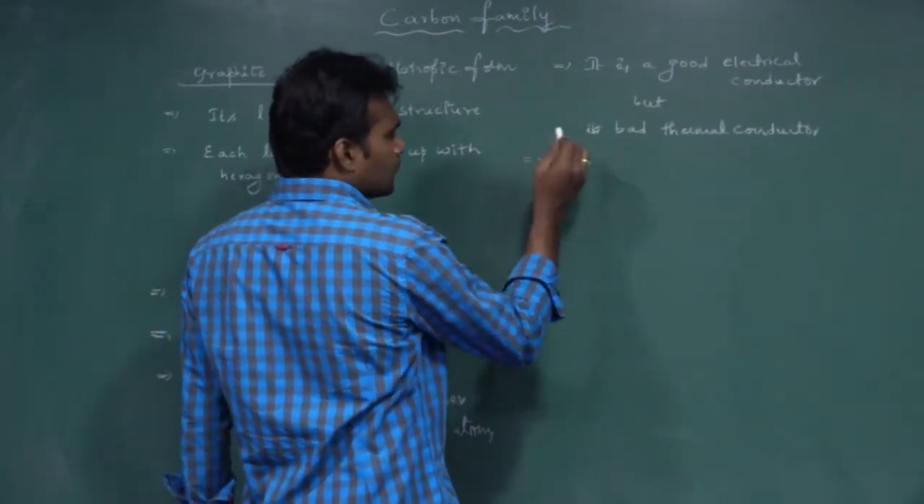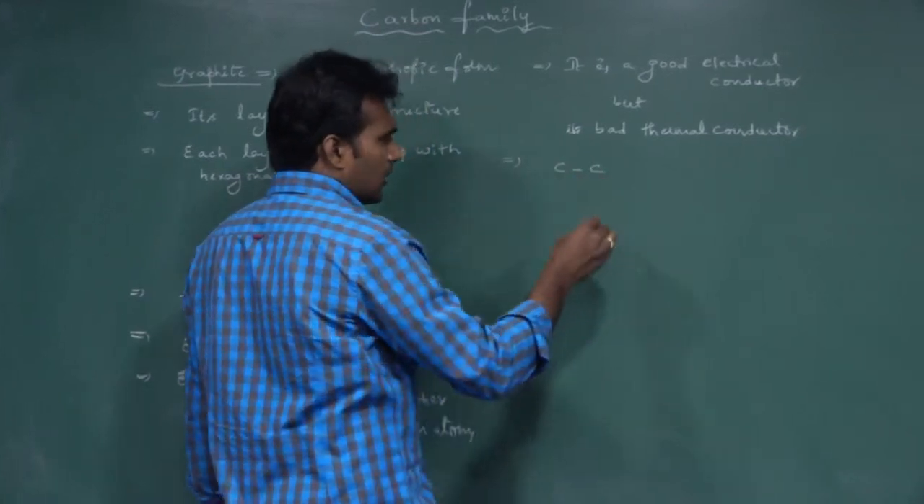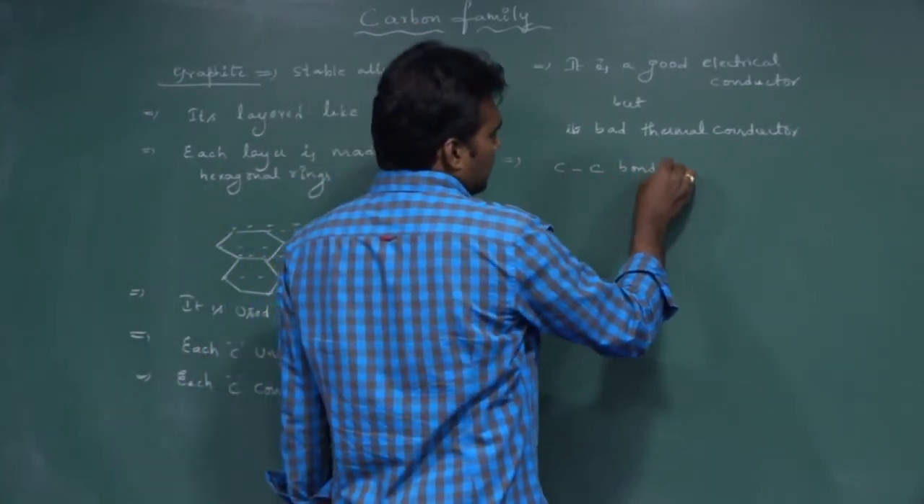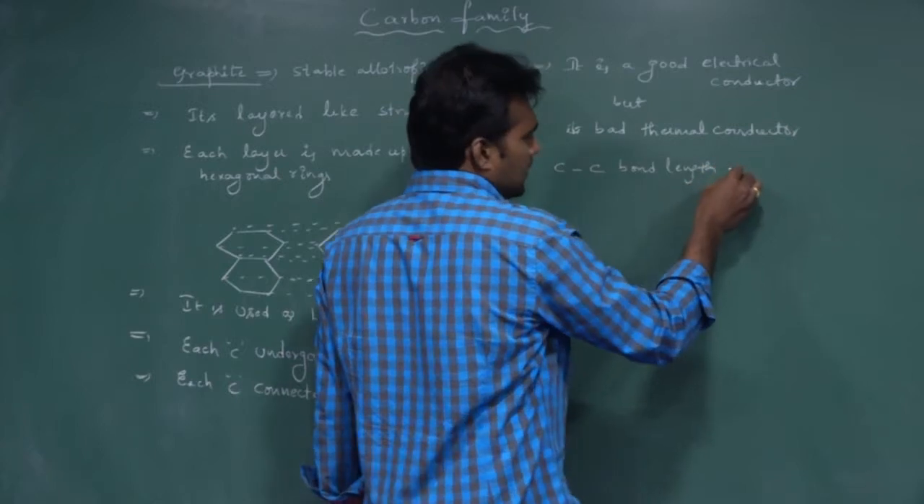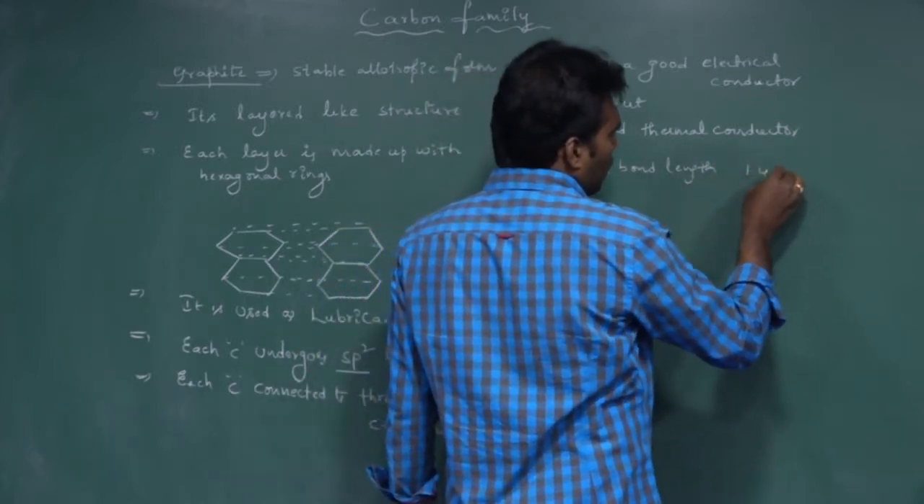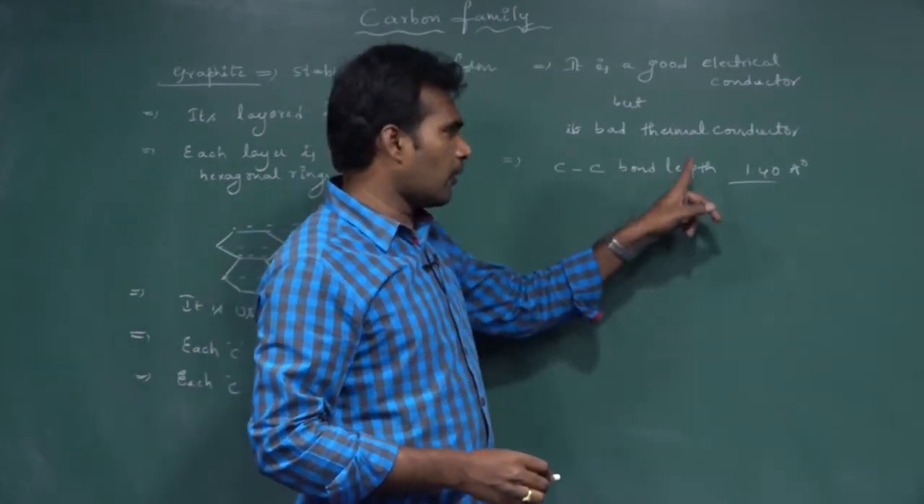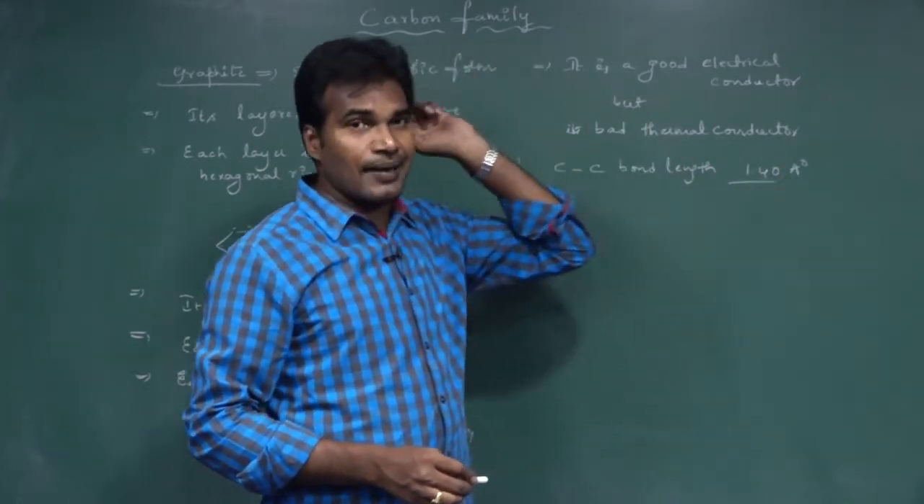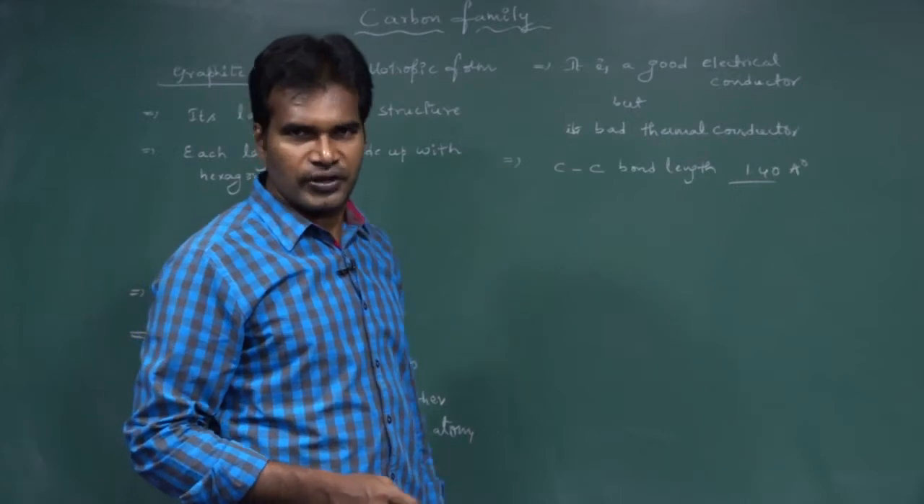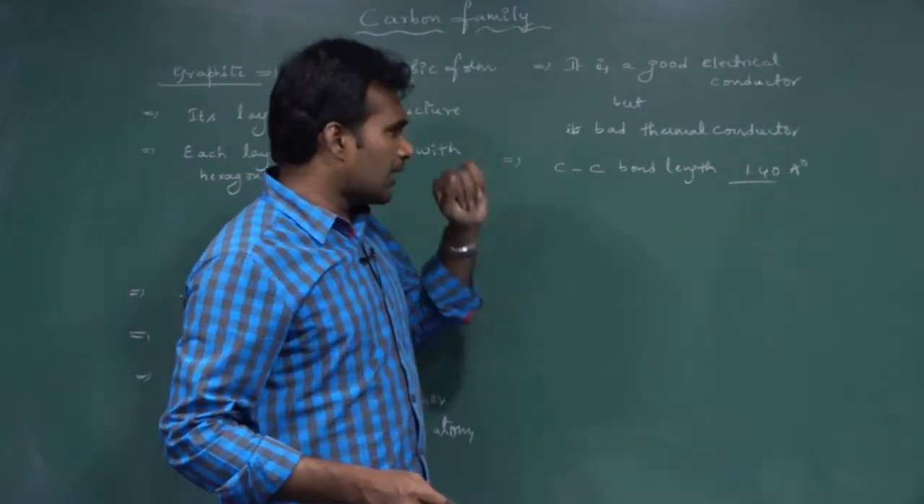Next, the C-C bond length in graphite is nearly 1.40 angstrom units, whereas in diamond it is 1.54 angstrom units. So this is about graphite.